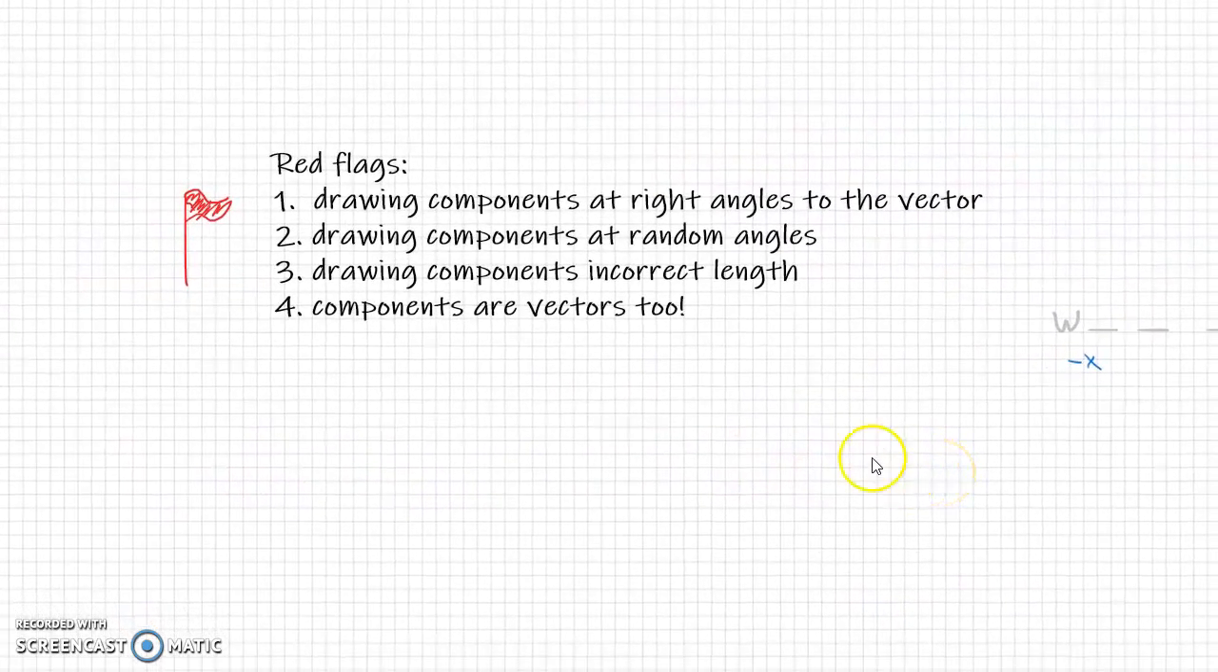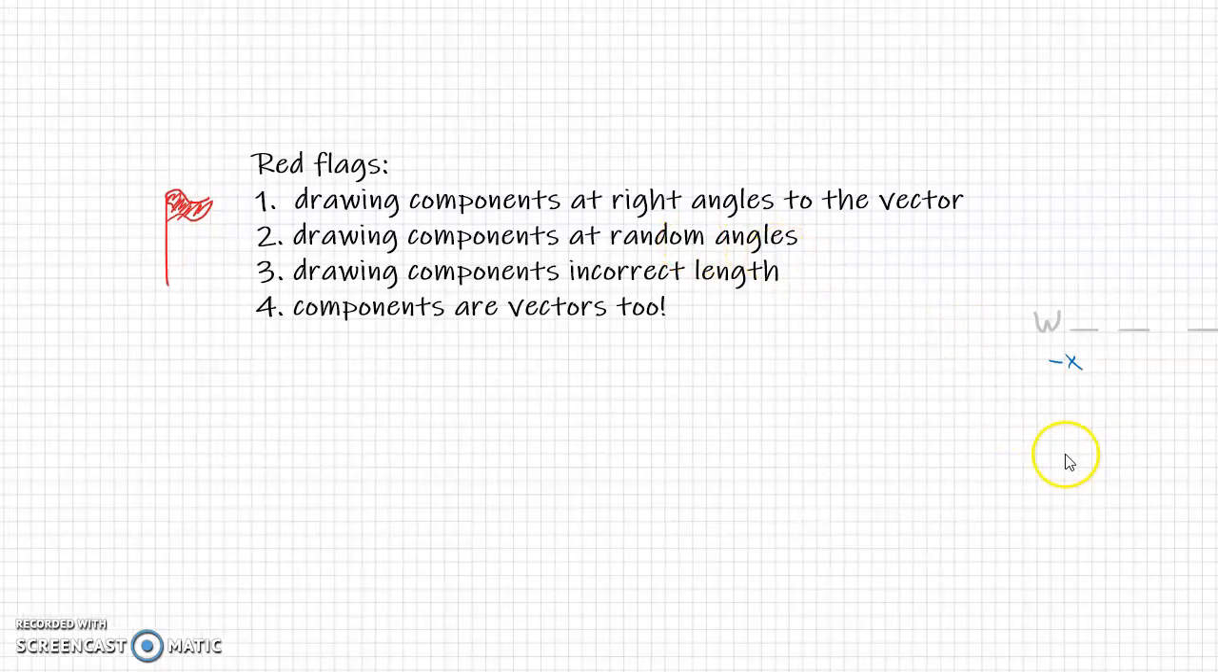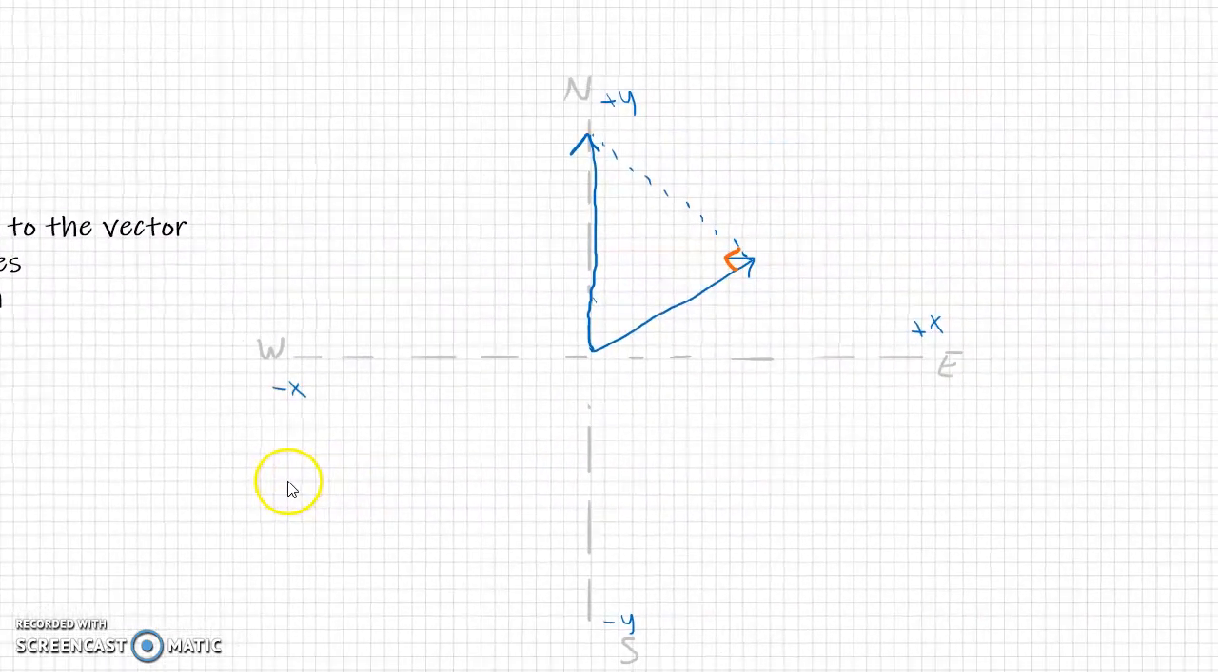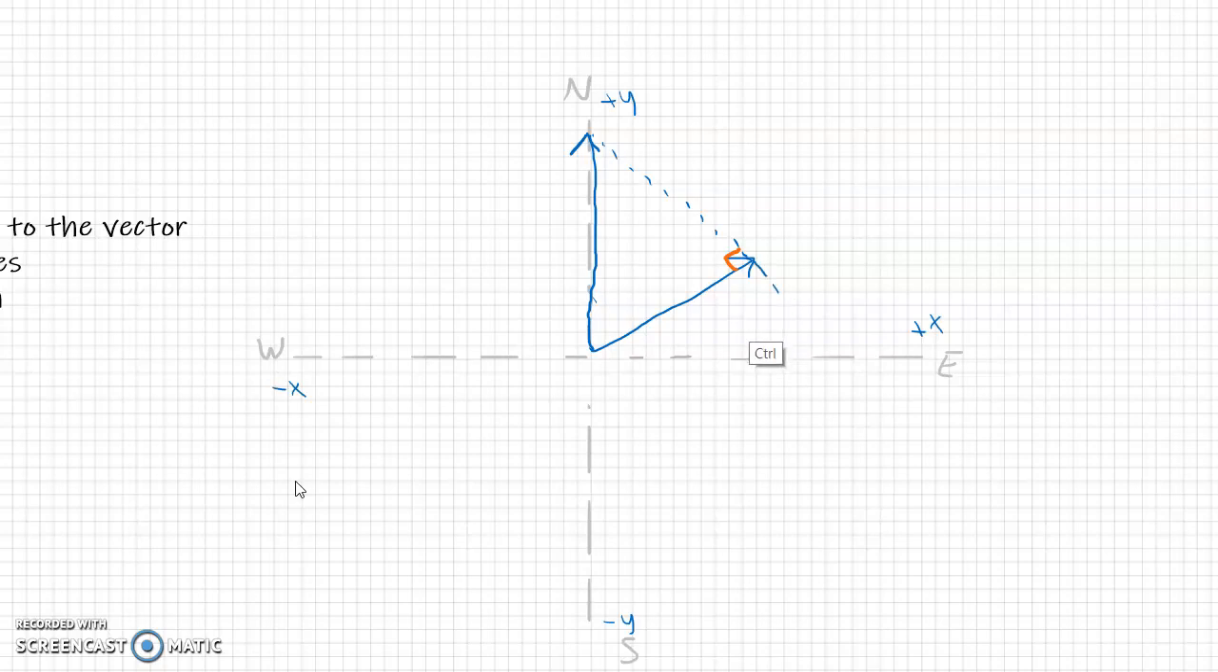Red flag number 2 is drawing components at just random angles, where we're not really sure where the angle should be, and we just simply draw them at some random angle. So what I'll see sometimes is a student just draw this like, oh, I think it's supposed to be kind of along this line. That actually looks like a 90-degree angle. Let me draw something that's not quite 90, like something like this. This, of course, right in here is not a 90-degree angle, and nor is this right down here a 90-degree angle. And so they'll draw that as a component.